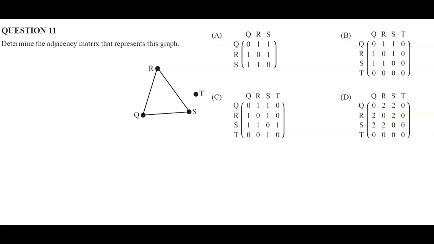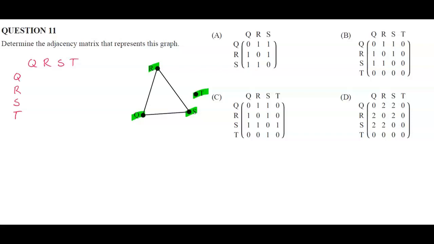Now, if we look at my graph, you'll notice I've got the vertices Q, R, S, and T. So if I want to draw an adjacency matrix representing that, I need to include those 4 points. So we're going to do that here. Q, R, S, and T, and also vertically Q, R, S, and T. Now looking back at our graph, you'll notice there is no directional component on the edges. So that means my adjacency matrix is going to be a mirror image along the diagonal.